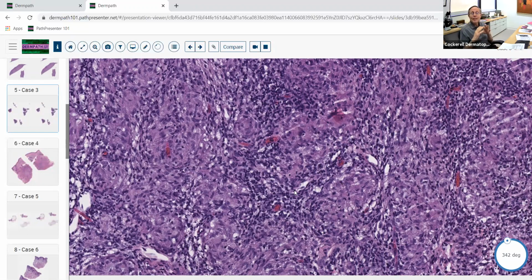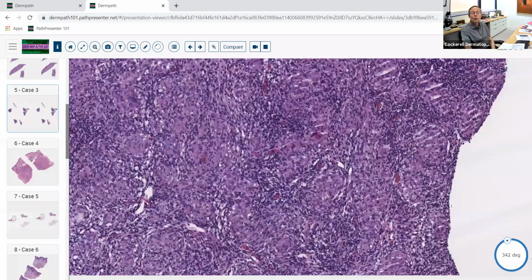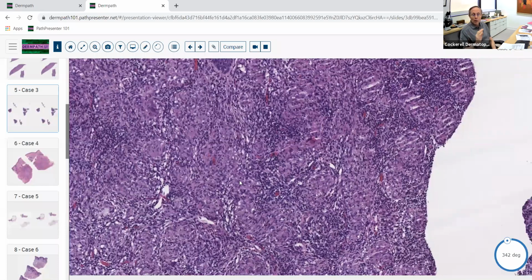So here we've got epithelioid histiocytes forming these small epithelioid nodular granulomas, and we refer to this as sarcoidal granulomatous inflammation. So we've seen palisaded, we've seen that xanthogranulomatous pattern, and now we're looking at sarcoidal granulomatous inflammation.